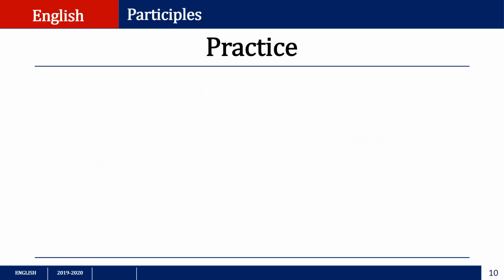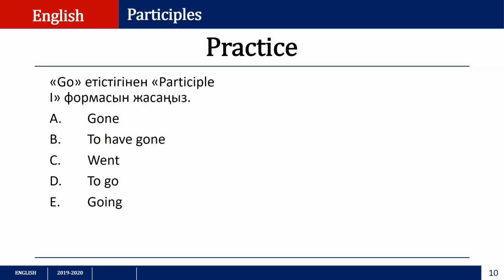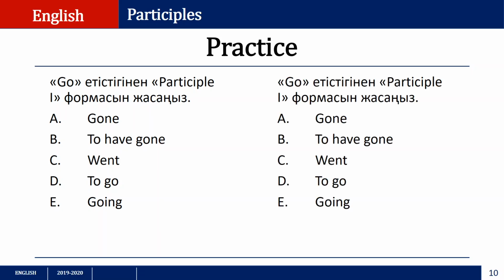Now let's move to practice. You will be shown some common questions from the test for English, and we will analyze them. The first one is to find the form of go in participle 1. So you can see that number 1, which is variant A, is not participle 1 because it is the third form of go.